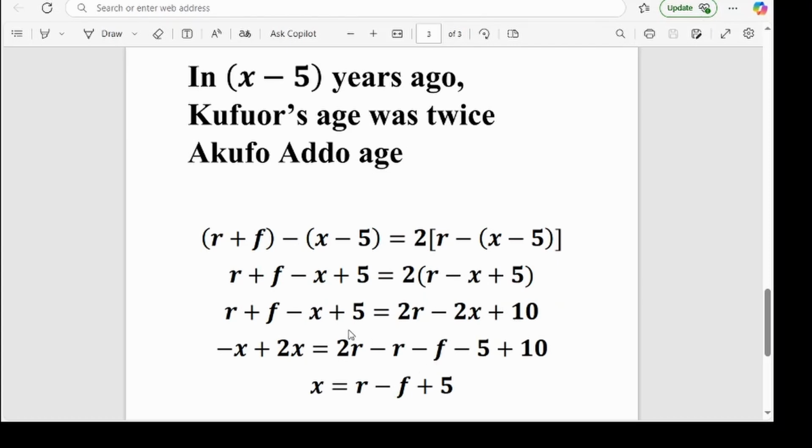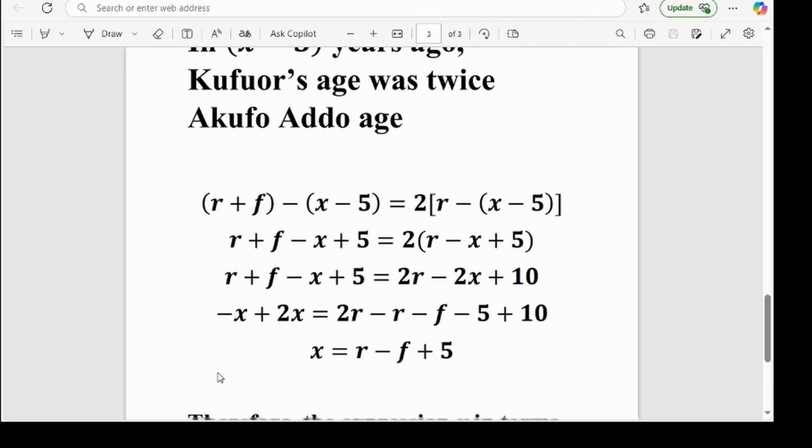Similarly, there is also a positive 5 here. It will cross the equal to sign and change its form to become a negative, right? So we have negative 5 here. And correspondingly, there is this positive 10, which is in its initial lane, so it will stand constant. So that's why we have positive 10 here. So therefore the equation will be minus S plus 2S equals 2R minus R minus F minus 5 plus 10, right?